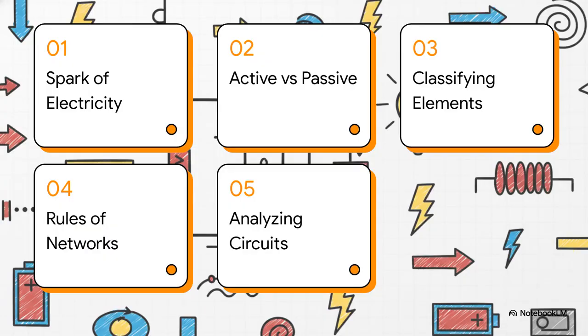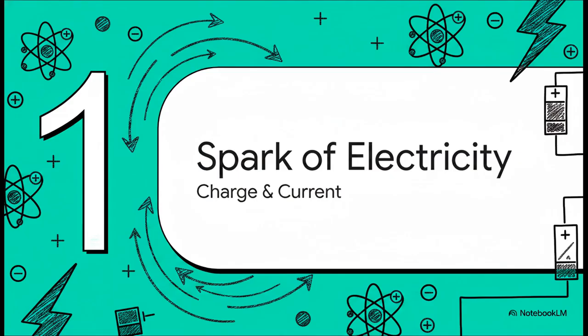So here's our roadmap for today. First up, the spark of electricity. Then we'll look at active versus passive elements, followed by classifying circuit elements. After that, we hit the rules of networks, and finally, analyzing circuit behavior. Nice and simple. All right, let's just dive right in.